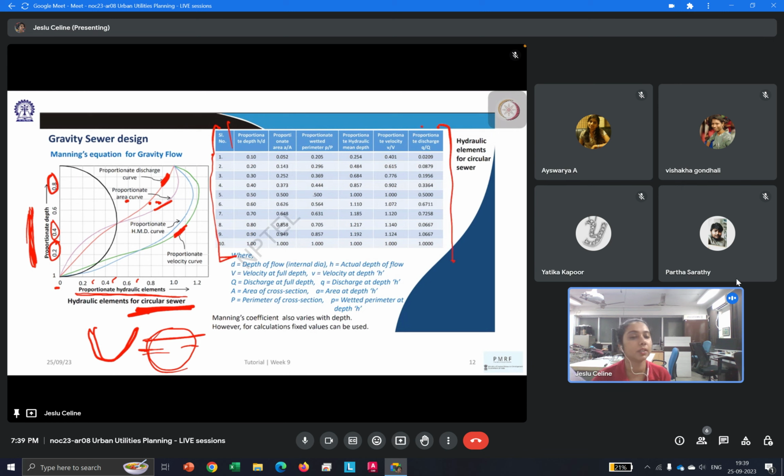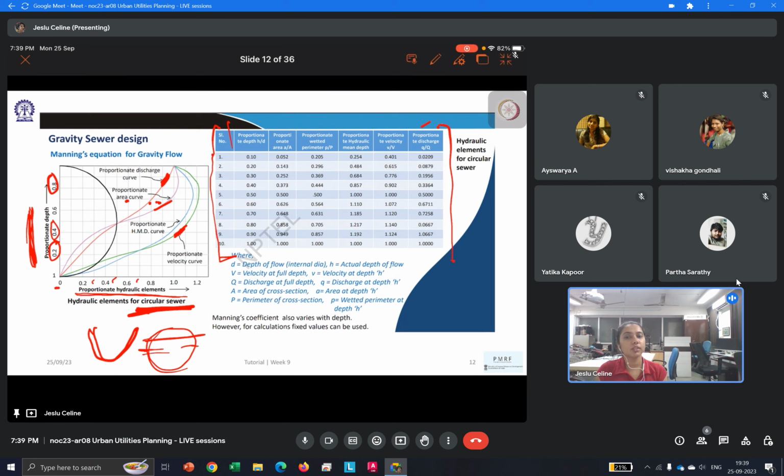This is available in all the handbooks, and it is there in most of the standards also. Based on this standard data, we can easily find the data for full 100% flow and just use these proportionality values. In this question, they have asked for 30%, so we'll use this one, which is for 0.3, that is 30%.